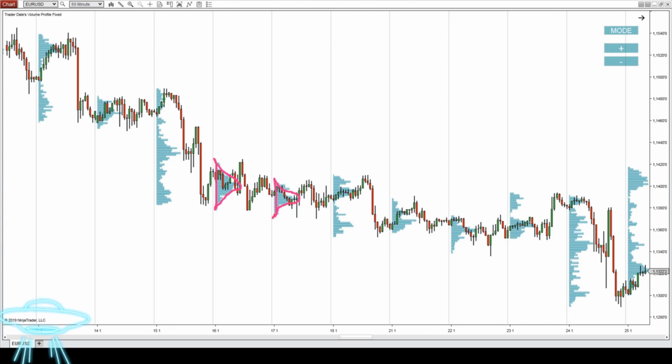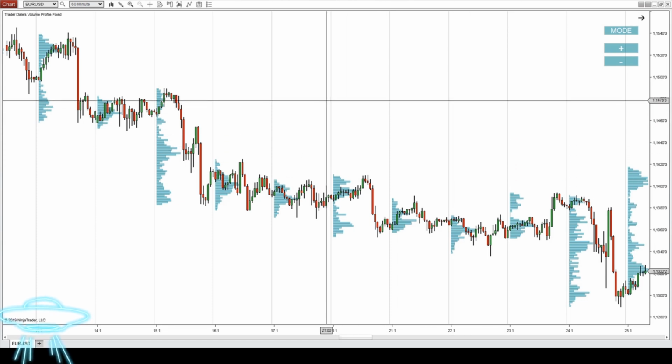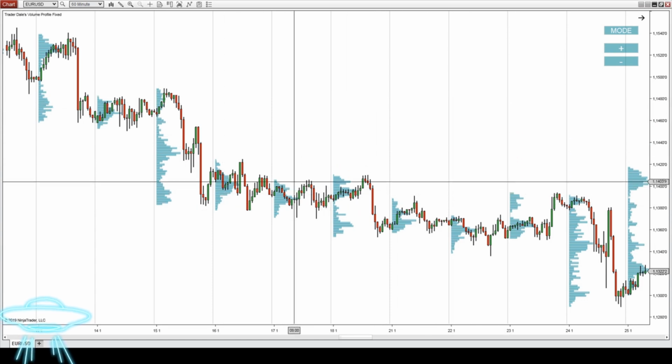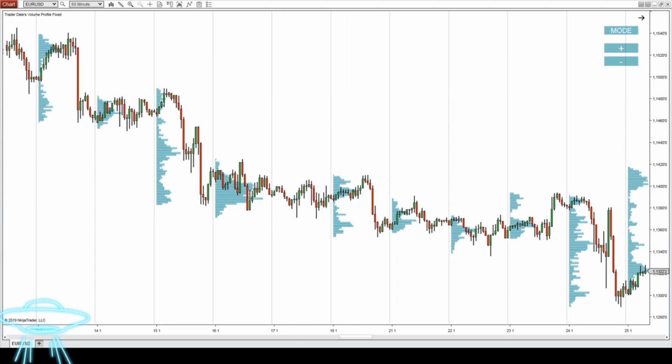And what you can actually do is you can also merge those profiles like this. One big rotation and a D-shaped profile. The next day is a thin profile, another trend behavior, and it is followed by D-shaped profiles. This one and this one.